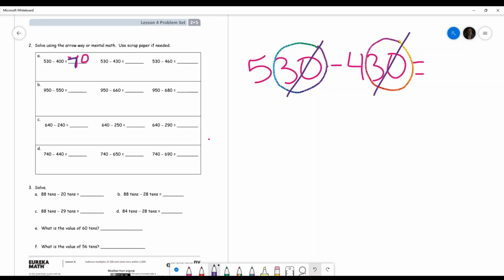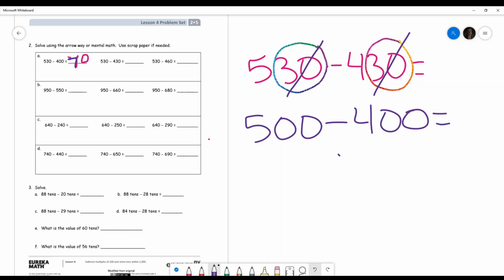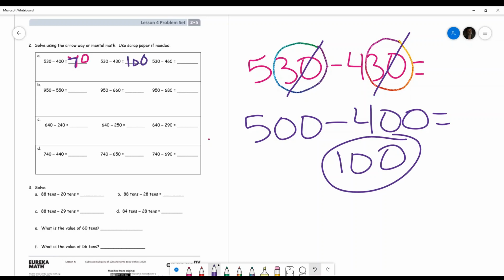So I can eliminate those two numbers. So now I have my hundreds left. So I have 500 minus 400. And that equals 100. And that's your answer. Okay, that was an easy way to do it.